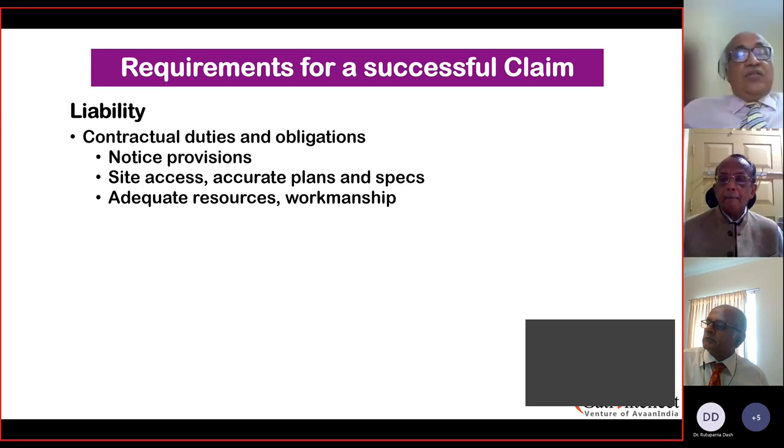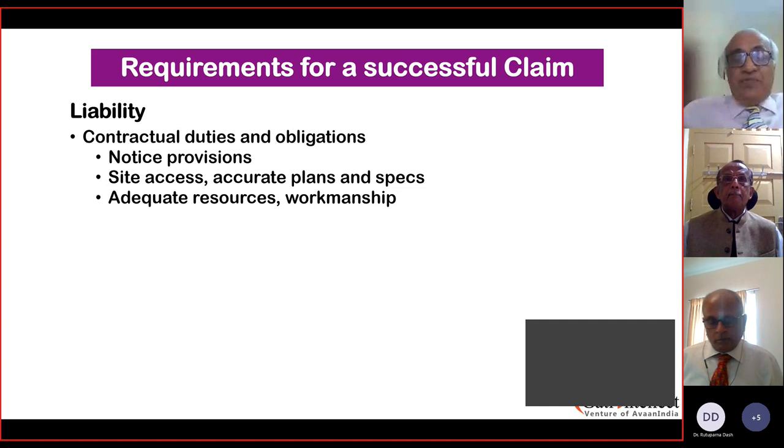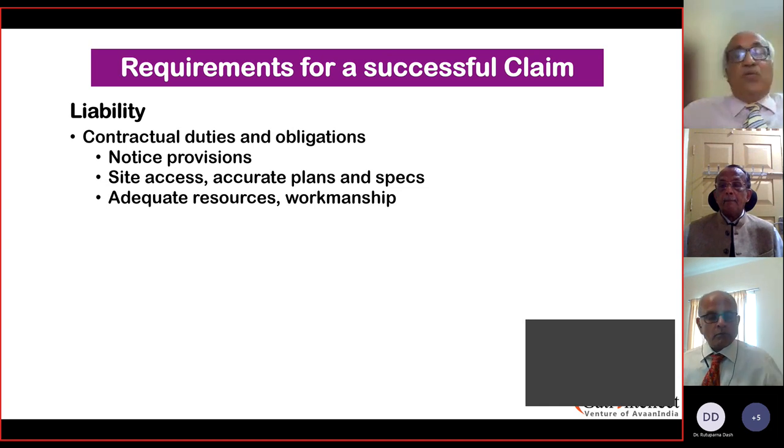Obviously, any claim has to be dealt with properly. Even if I'm eligible for a claim, I have to pursue it in a proper way, in a proper process, so that I ultimately realize it. It could be either party, the owner or the contractor, but they have to make sure that they document things on time and raise these issues on time in a proper process, so that the claim gets realized. So the first thing would be the notice provisions.